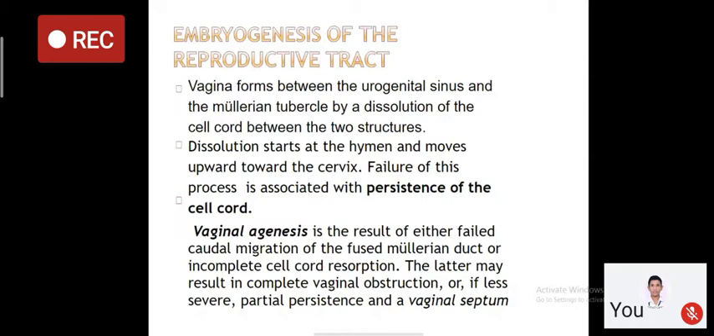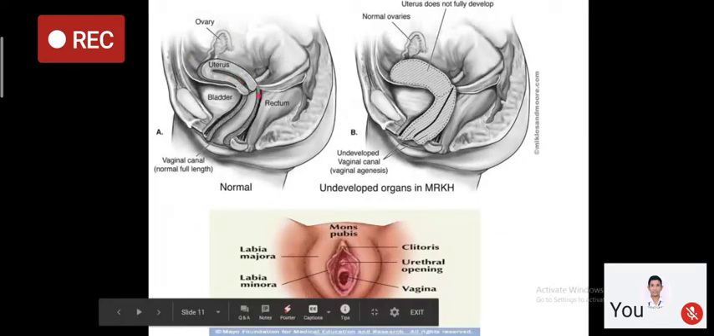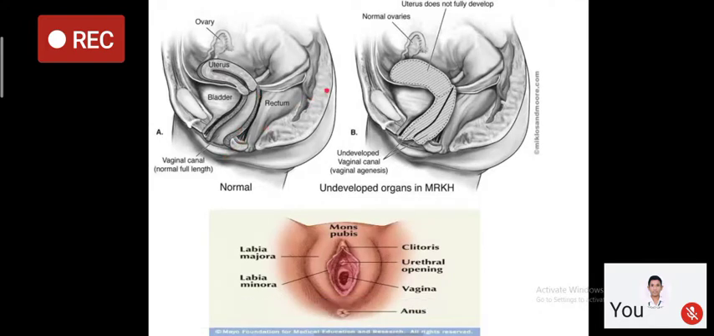Vaginal agenesis. Vaginal agenesis is a result of either failed caudal migration of the fused Mullerian duct or incomplete cell resorption. The latter may result in complete vaginal obstruction or, if less severe, partial persistence and a vaginal septum. This is the ovary, the uterus, and this is the vagina. When the uterus is not fully developed, or there is a septum, or there is incomplete canalization, that leads to non-canalization of the vagina and to various levels of septums.